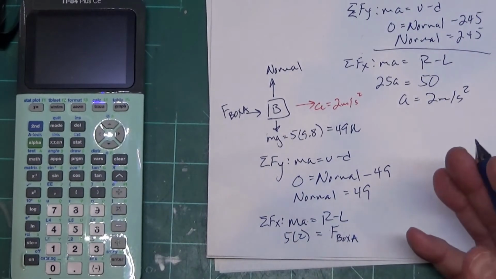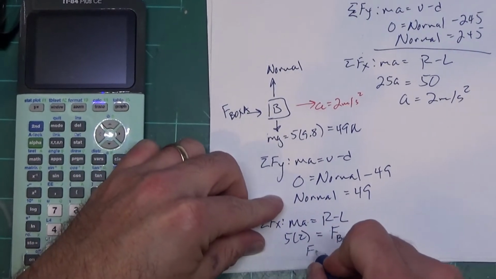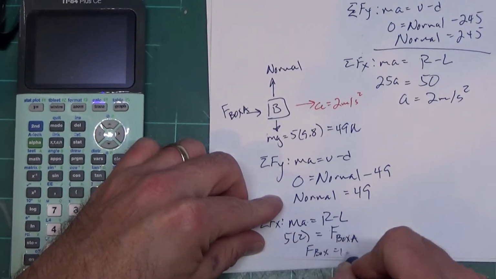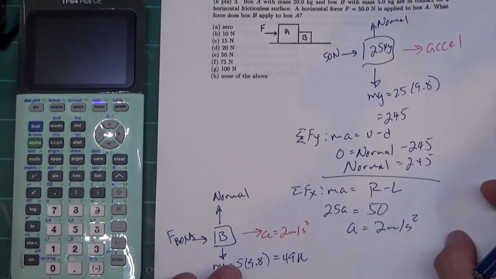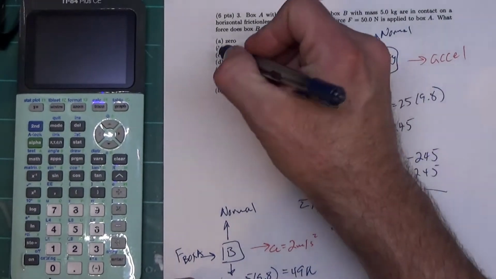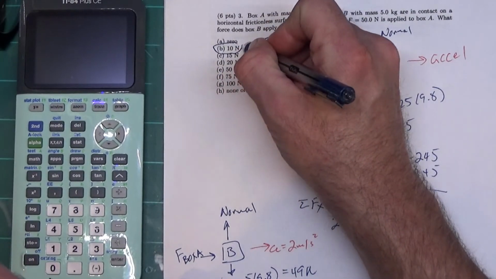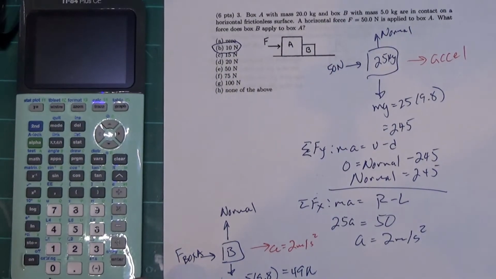And there's nothing to the left, so that right there just tells me the force of box A is 10 newtons. So if we come back up here, look at the multiple choice part of this, and right there I see 10 newtons, so it's B. Okay? So that one wasn't too bad.